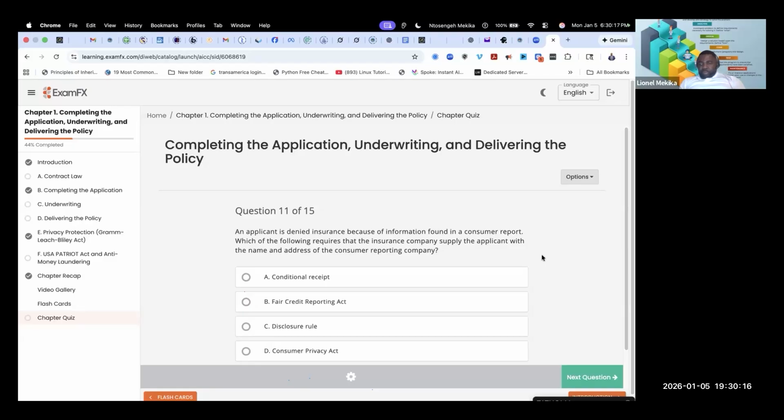An applicant is denied insurance because of information found in a consumer report. Which of the following reports requires that the insurance company supply the applicant with the name and address of the consumer reporting company? So, okay, we are looking at consumer report, right? Well, I'm not explaining.